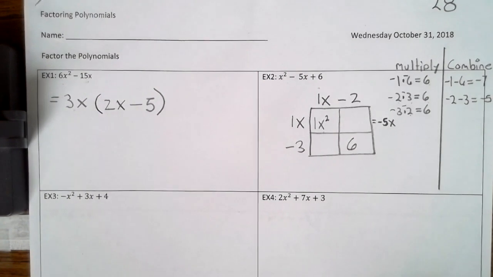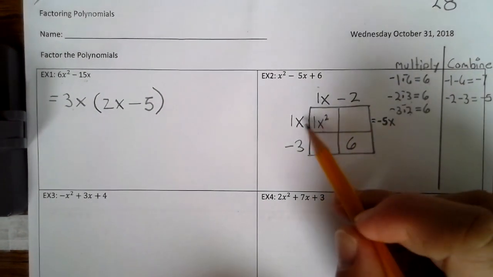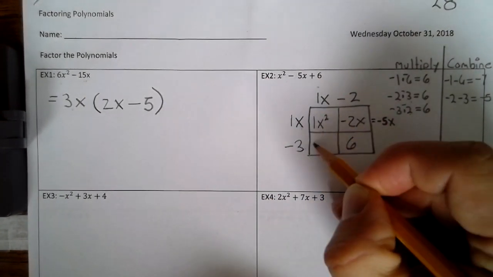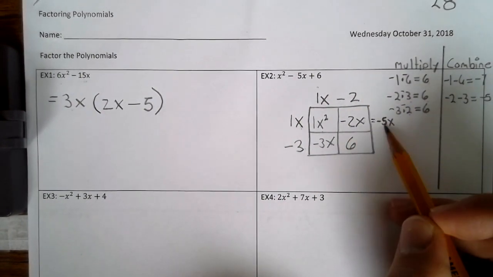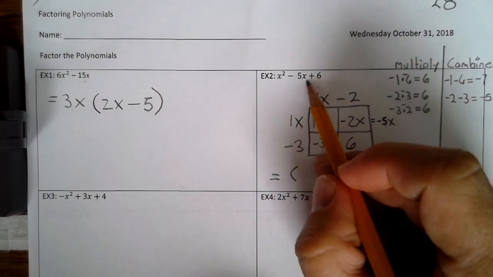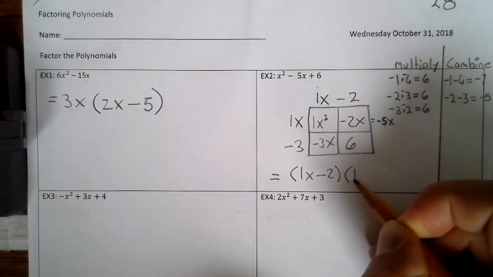Okay, and you want to go through and make sure that this is correct. 1x times negative 2 is negative 2x. Negative 3 times x is negative 3x. Negative 3x minus 2x is a negative 5x. This works. So the factored form of 1x squared minus 5x plus 6 is 1x minus 2 times 1x minus 3.